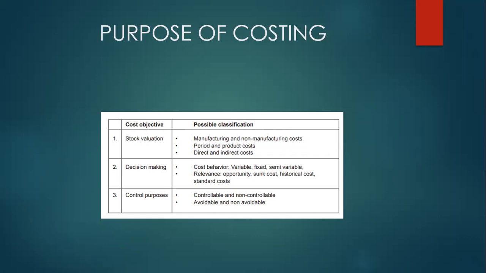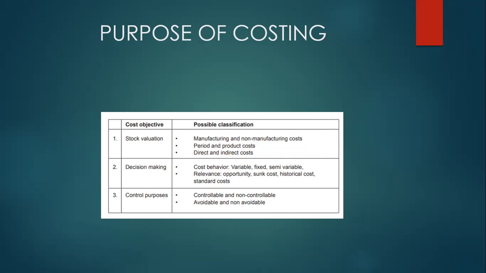Or, God forbid, if something happens and you lose some of the items, either through theft or, let me say, it got burnt, you'll be able to determine that, oh, this is the value of the items in store that got burnt, or this is the value of the items in store that got stolen. So that is one main purpose for preparing costing.